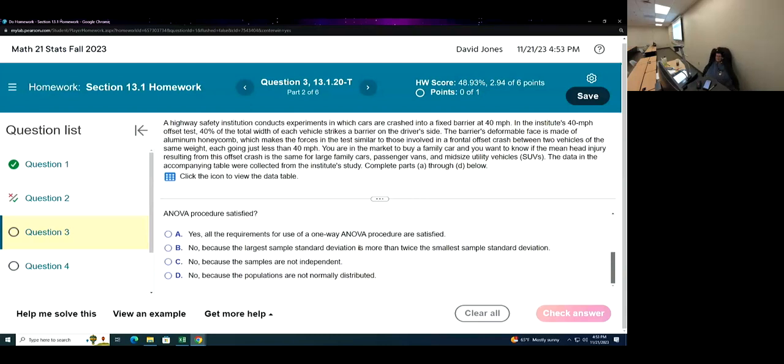The Hawaii Safety Institute conducts experiments in which cars are crashed into a fixed barrier at 40 miles per hour. In the Institute's 40 mile per hour offset test, 40% of the total width of each vehicle strikes a barrier on the driver's side. The barrier's deformable face is made of aluminum honeycomb, which makes the forces in the test similar to those involved in a frontal offset crash between two vehicles of the same weight, each going just less than 40 miles per hour. You are in the market to buy a family car, and you want to know if the mean head injury resulting from the offset is the same for large family cars, passenger vans, and mid-sized utility vehicles.